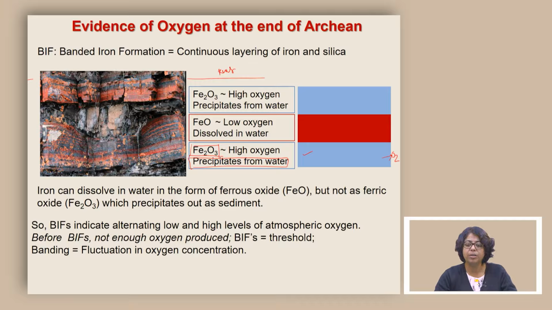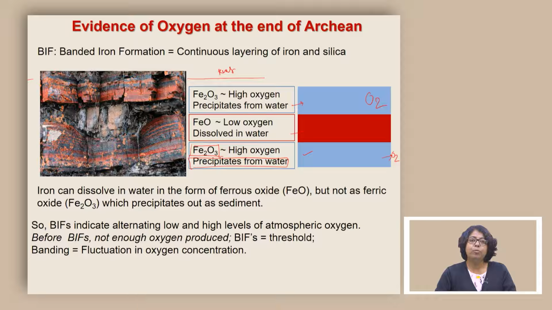Now, we come to some other layer which is red in color, and there we see mostly silica. The interpretation is that this is the time where we do not have enough oxygen, and therefore the iron can be in ferrous oxide form, which is soluble in water, so it does not have to precipitate out of the water, it can still be in solution. But then we again have layers which indicate a high concentration of oxygen.